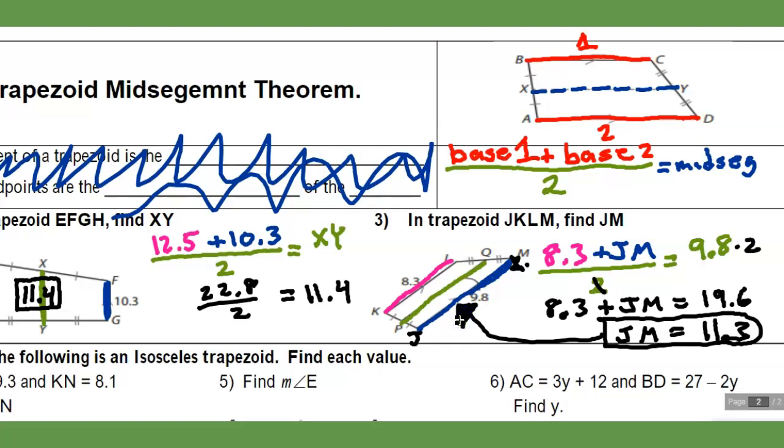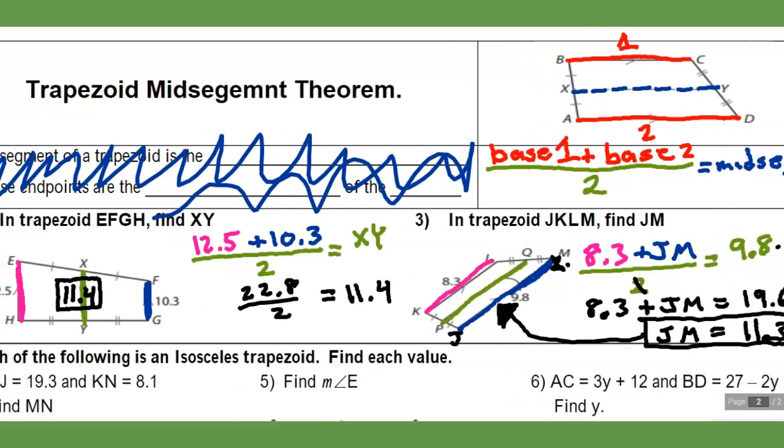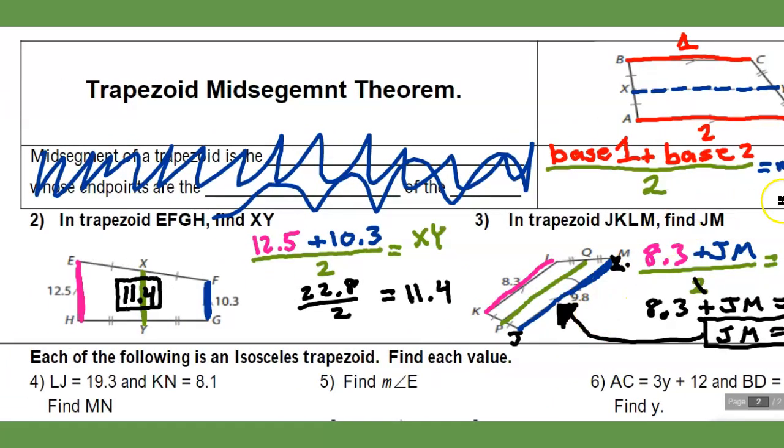All right, so there we go. So if I was to add up 8.3 and 11.3 and divide by 2, that would give me the 9.8, the middle segment. Is 18, and 2 times 0.8 would be 1.6. 18 plus 1.6 is 19.6, I believe. Double check. Yeah, I think that's right. Good.